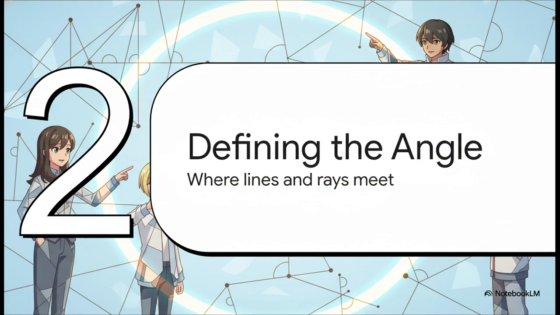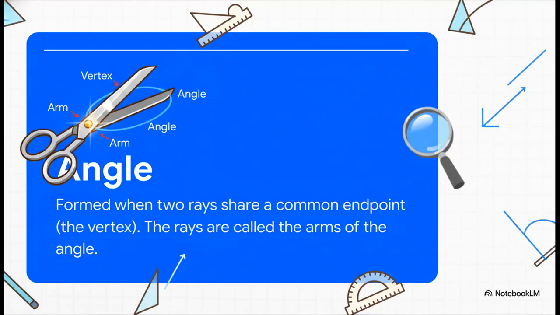So we've got our building blocks. What happens when they actually meet? Well, they create angles, and that's the next critical piece of our geometry puzzle. An angle is really just the space that's created when two rays, we call them the arms, start from the exact same point. That point is called the vertex. The best way to think about it is like opening a pair of scissors. The little screw in the middle is the vertex, and the blades are the arms.